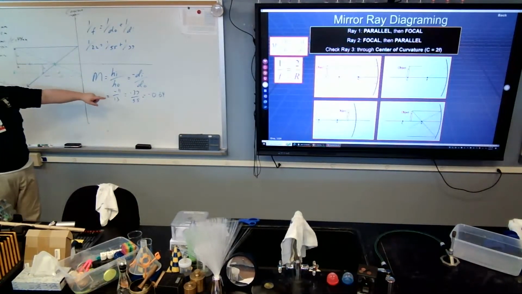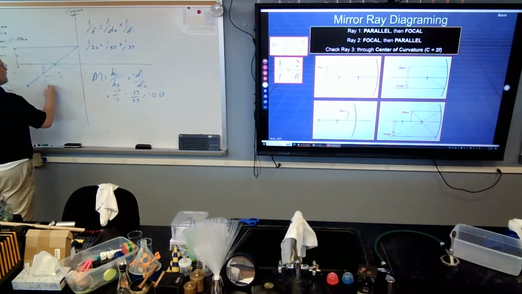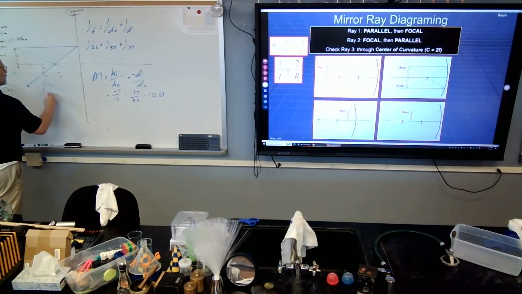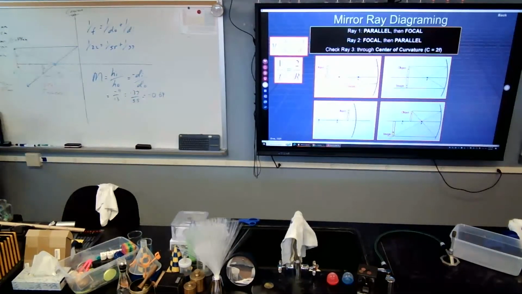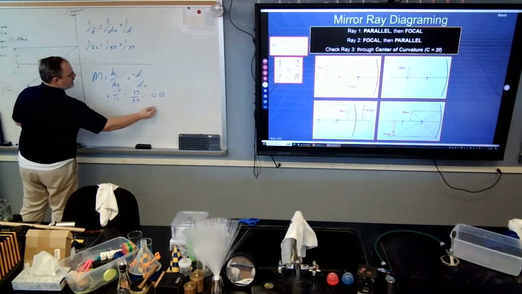The M being less than 1 tells you it's reduced. And now that we're all done, we label our image with the three words. Is this real or virtual? It's real. It's on the same side as the light, so it's real. Is it inverted or upright? It's inverted. Not only does it look inverted, but our magnification is negative. And then is it reduced or magnified? It's reduced, and we know it's reduced because the M is less than 1.